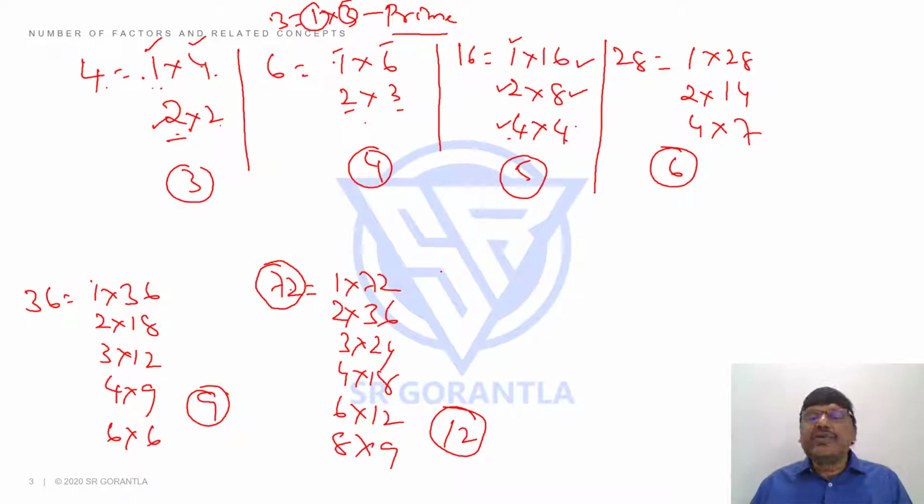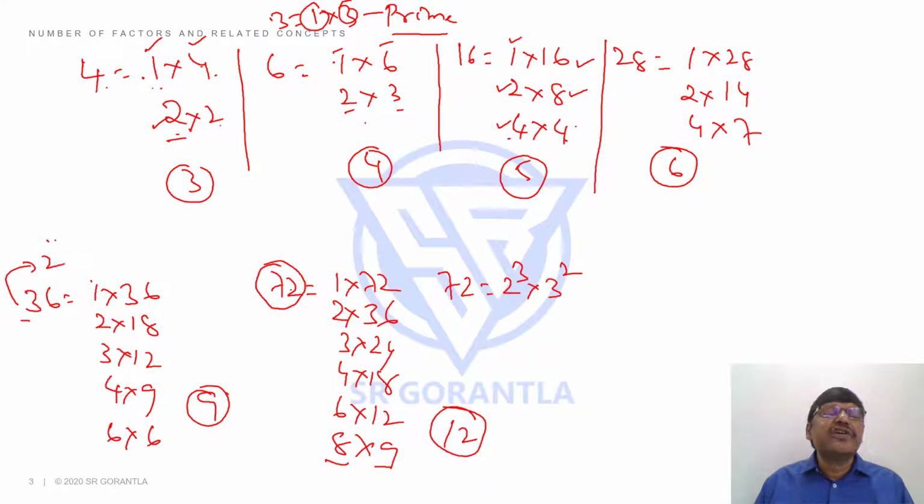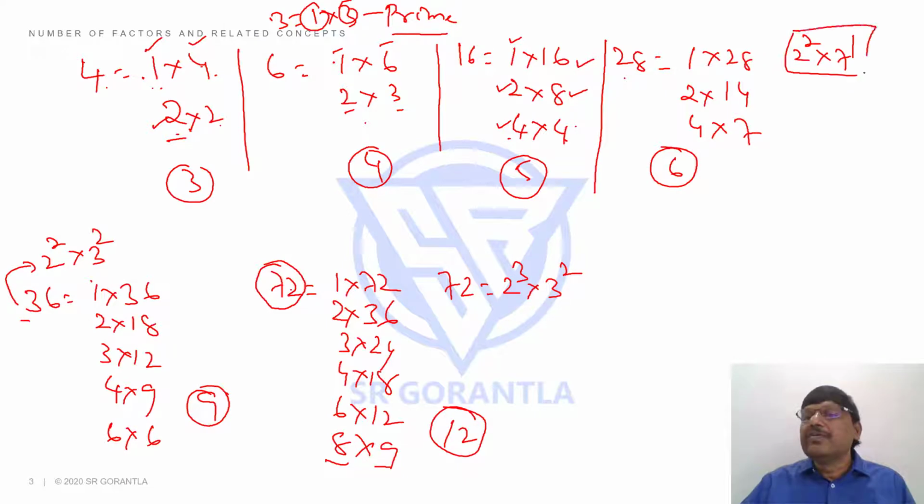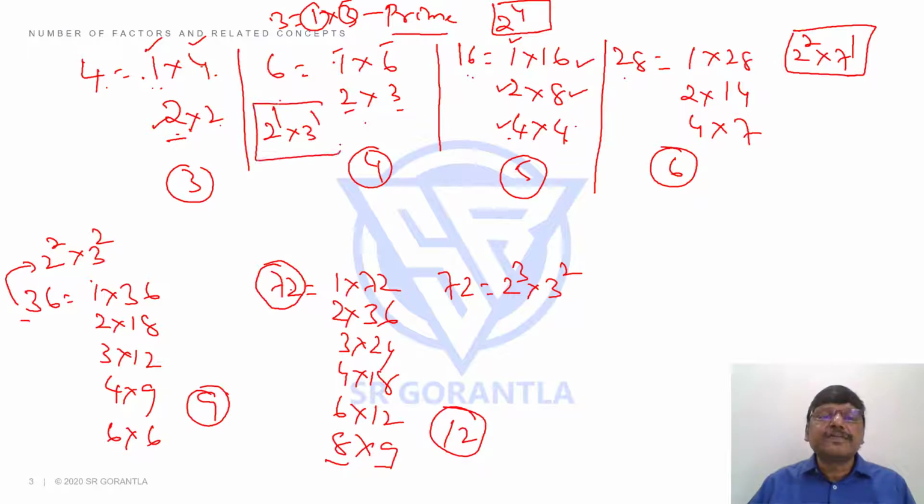If you look at 72, students, I can write it as 2 cube and 3 square. Yes or no? 8 and 9, 8 is 2 cube, 9 is 3 square. How to write it? As I said, it's there in that video. 36, I can write as 2 square into 3 square. 28, I can write as 2 square into 7 power 1, to the base of prime numbers. 16, I can write as 2 to the power of 4. 6, I can write as 2 power 1 into 3 power 1. This 4 I am writing as 2 square.